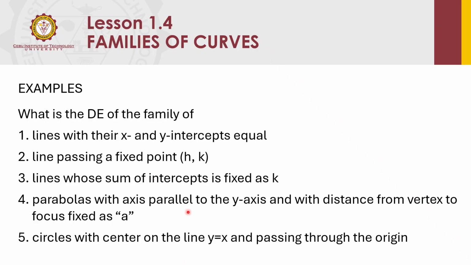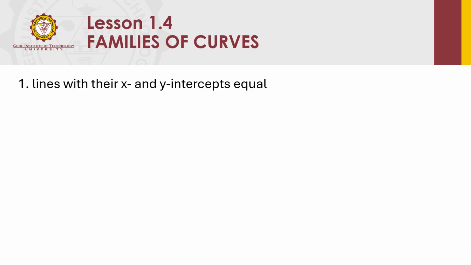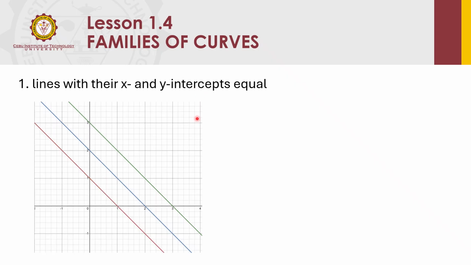We have here some examples. We start with lines with their x and y intercepts equal. Let's say we draw some members of this family of lines. We have these three lines here, where the x and the y intercepts are equal. The first line, the red one, has an x-intercept of 1 and its y-intercept is also 1. For the blue line, the x-intercept is 2 and the y-intercept is 2, and for the green line, we have 3 for the x and the y-intercepts.